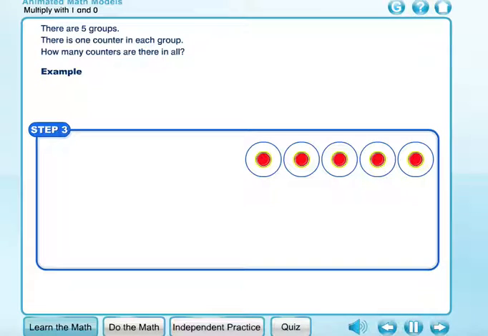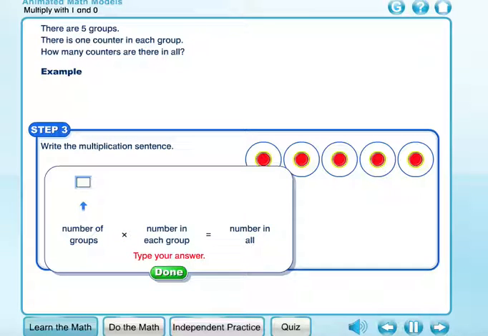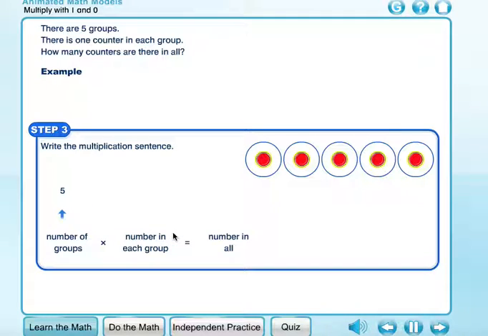Step 3. Write the multiplication sentence to find how many counters there are in all. Number of groups multiplied by the number of counters in each group equals the number of counters in all. How many groups are there? Type your answer. How many groups, guys? 1, 2, 3, 4, 5. 5 groups. Okay. That's right. The correct answer is 5. There are 5 groups.